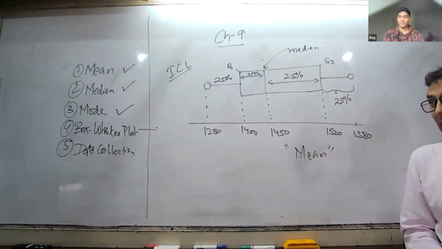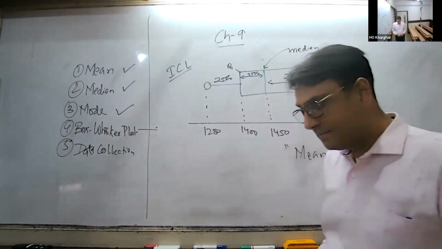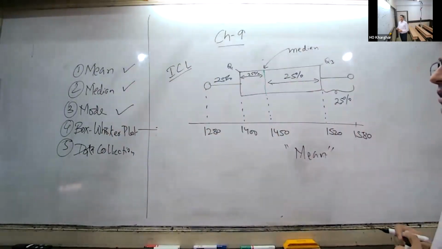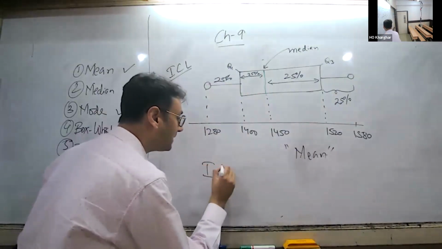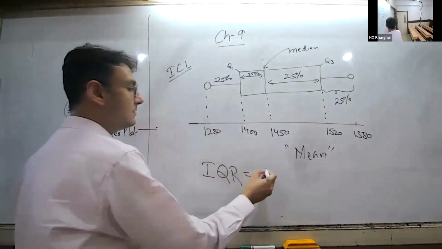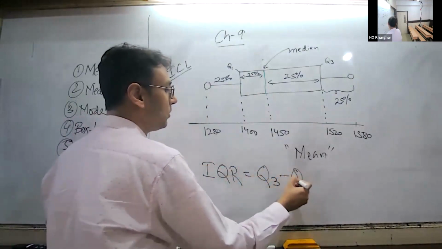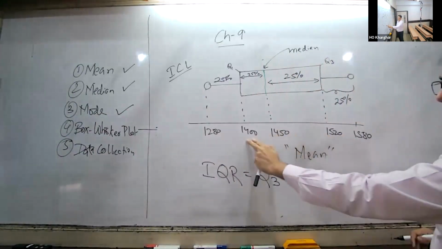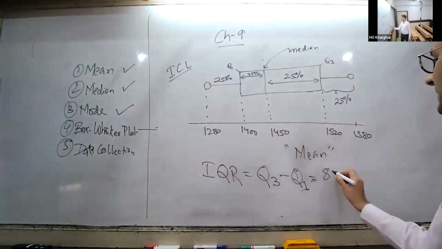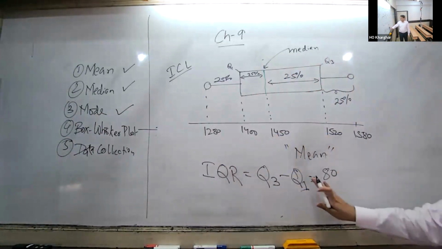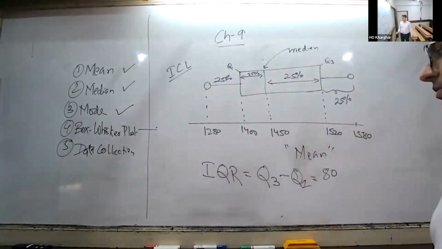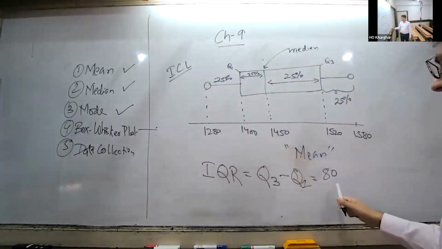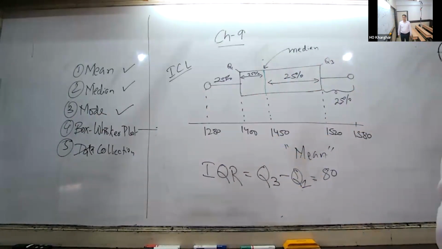Is it the interquartile range? No. Okay, then we go to the interquartile range. What do you mean by interquartile range? This is defined by Q3 minus Q1, quartile 3 minus quartile 1. So in this case, it would be 1520 minus 1400. This would be 80. Quartile 3 is 1520, quartile 1 is 1400. The difference between them is 80. So IQR is 80. Right?